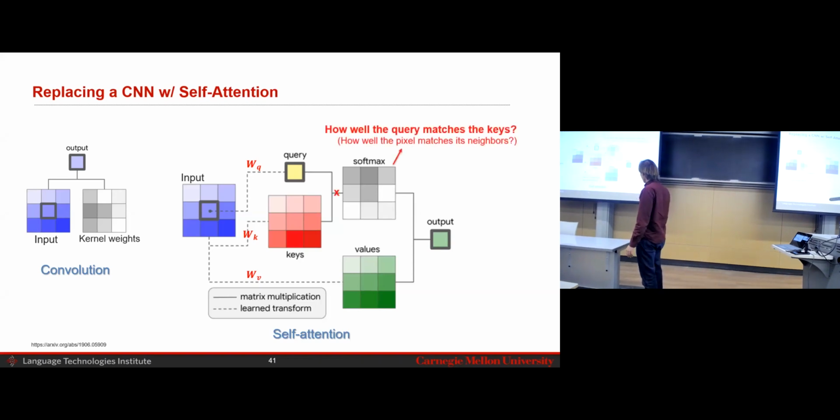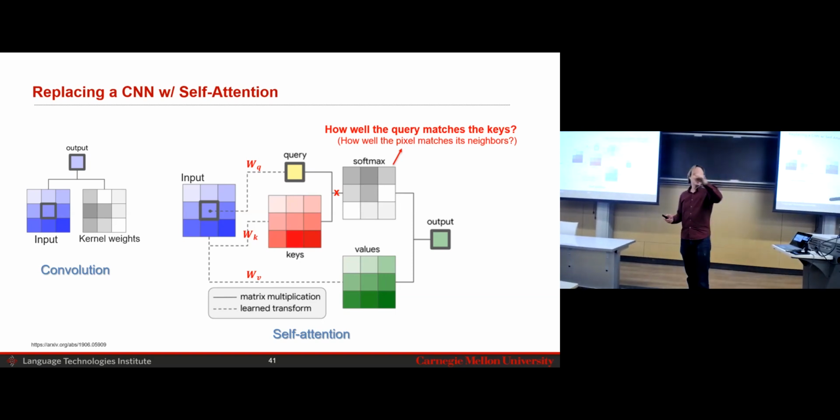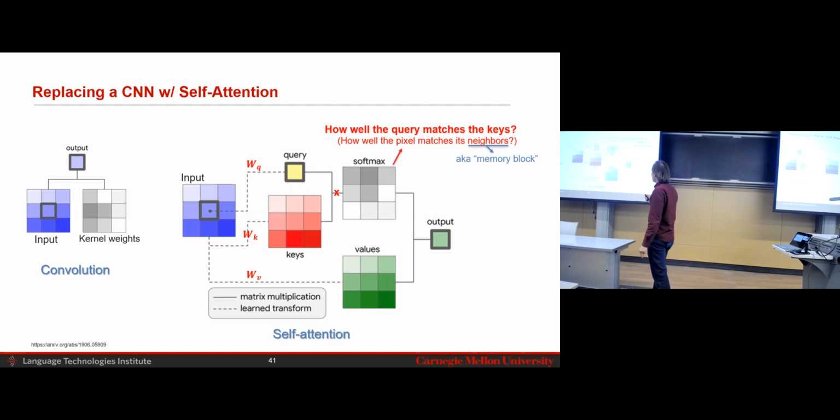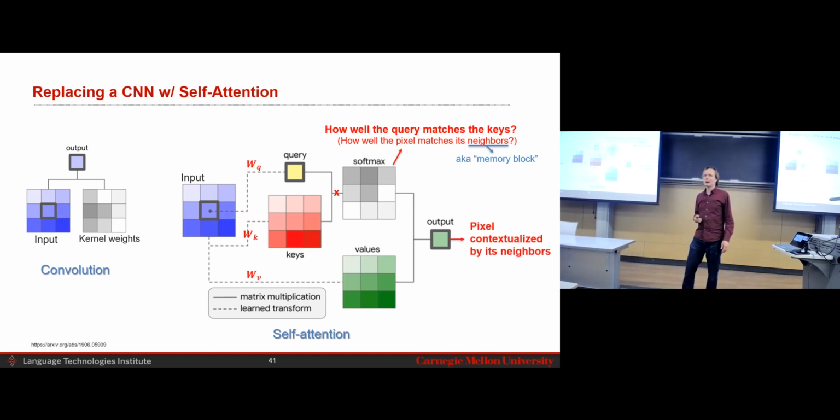And then you get here how well the query matches the key, but more specifically, how well the pixel matches its neighbor, or how well this patch of pixels matches the other patch of pixels. We're not yet at the visual transformer that you probably know, but we're one step from it. People will call this a memory block, like a context, the memory block of my context. And then finally, this would be my pixel contextualized by its neighbor.